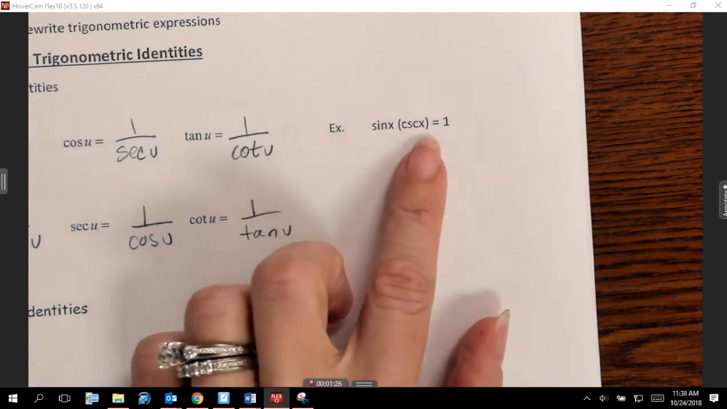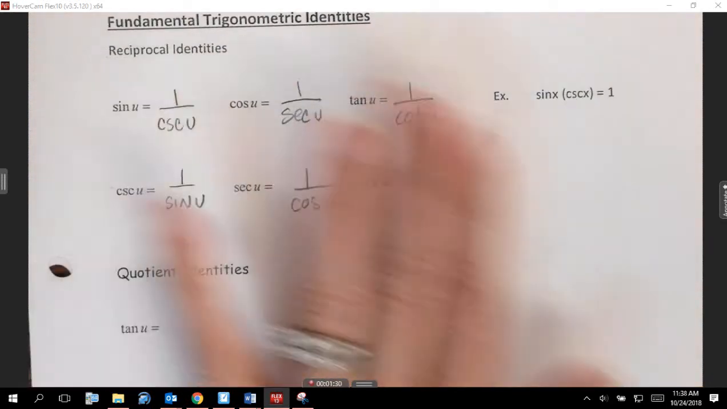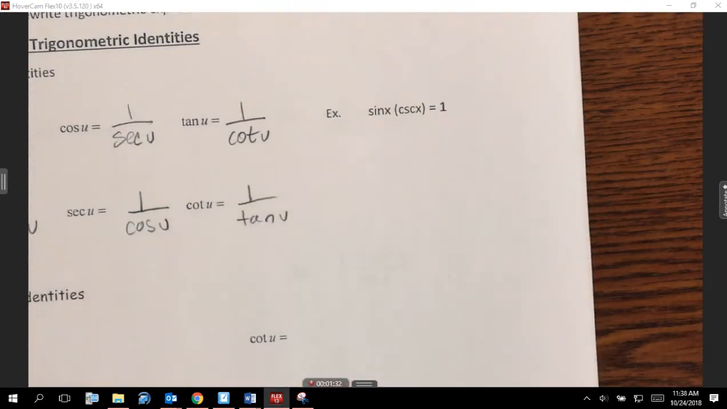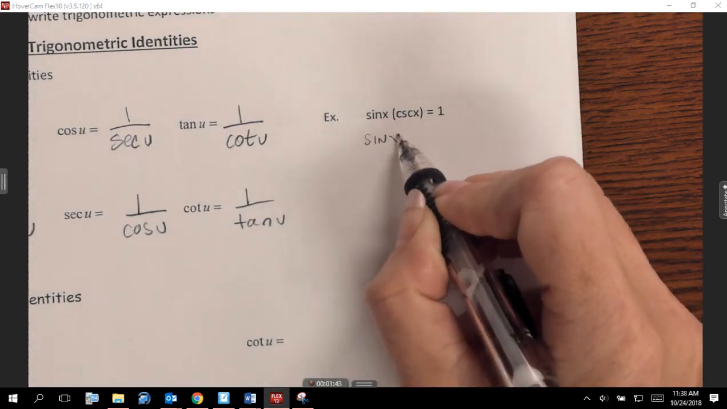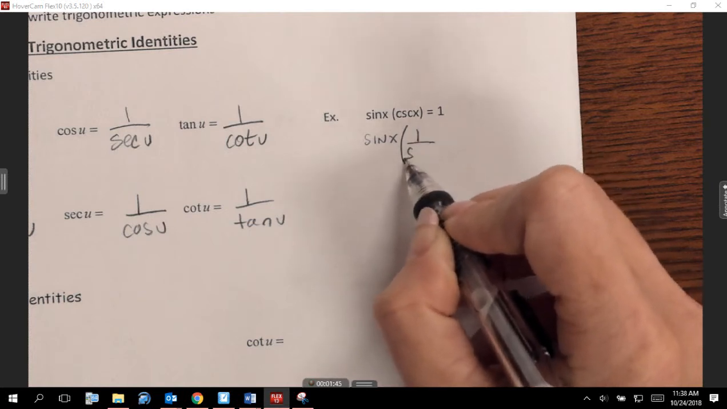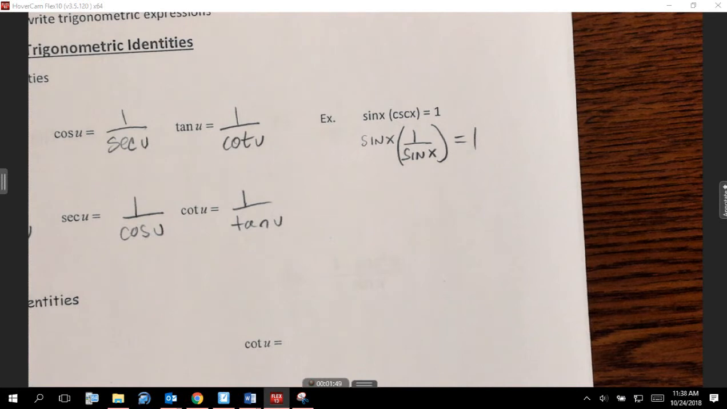So when I look at these, is there something that we just went over here that I could substitute for either sine x or for cosine x or cosecant x? Yes, Josh? You could substitute cosecant x with 1 over sine of x. So I just used the substitution property because they are equivalent.